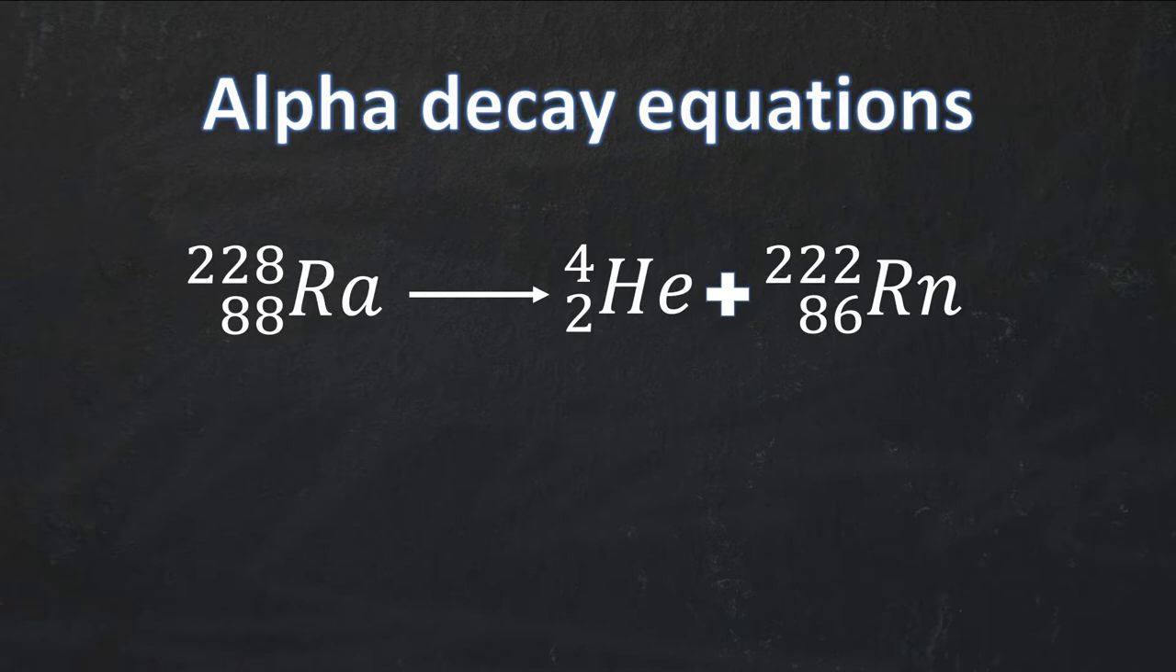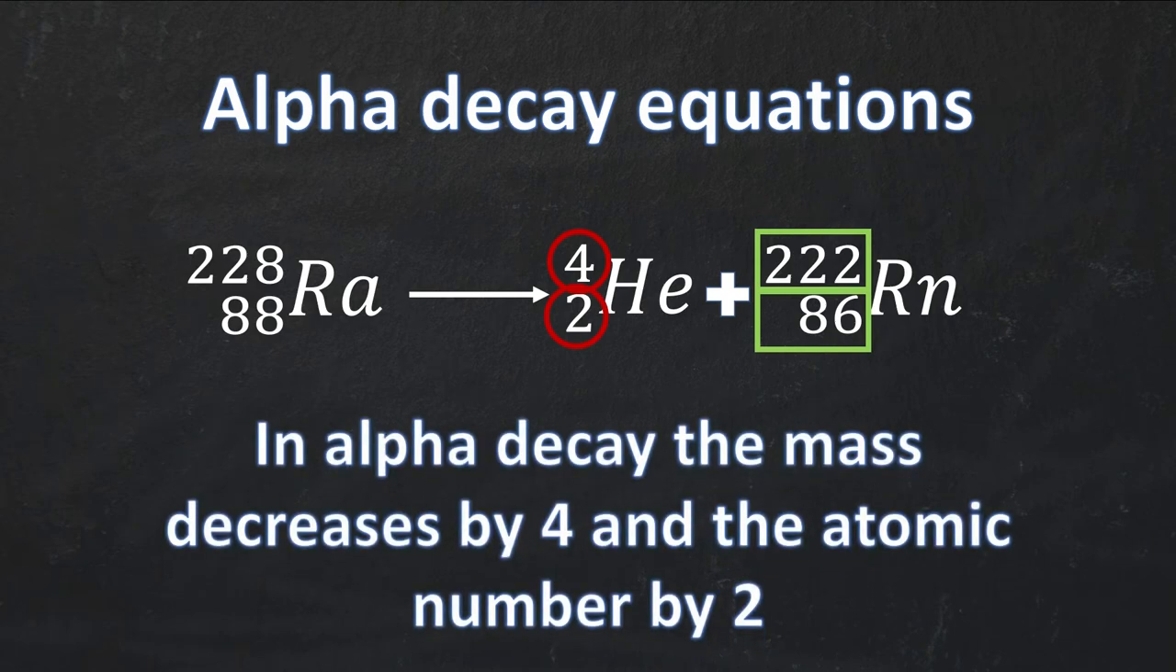Well, it's all down to the atomic number. Let's see what numbers changed. Well, alpha particle has a mass of 4 and an atomic number of 2. Because the radium gave off the alpha particle, it's now lost 2 protons and 2 neutrons. So the new element, radon, has a decrease in its mass number by 4 and a decrease in its atomic number by 2. When an atomic number changes, the element changes. To summarise, alpha decay, the mass decreases by 4 and the atomic number by 2.